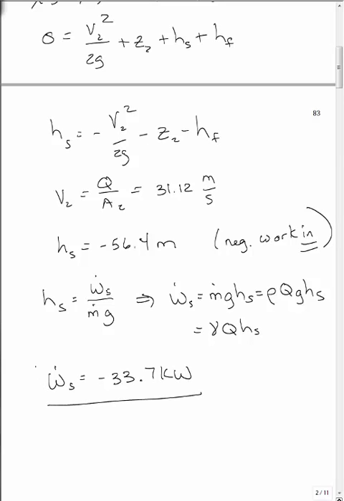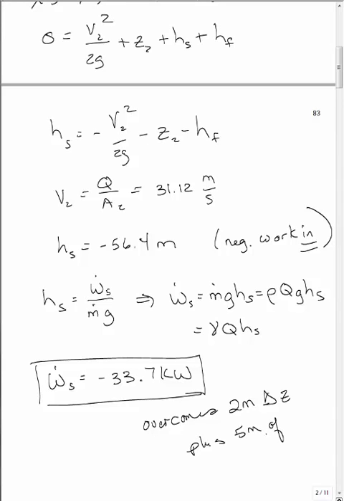Should be watts, because this is power. The dot over it, it's power. And that power is what we need to overcome our 2 meters of elevation change and 5 meters of frictional head losses. So this overcomes 2 meters of delta Z plus 5 meters of frictional losses, and gives you kinetic energy for V2 equal 31 meters per second. That's our kinetic energy. All right, so stop and do quiz questions 1 and 2, and I'll be back.